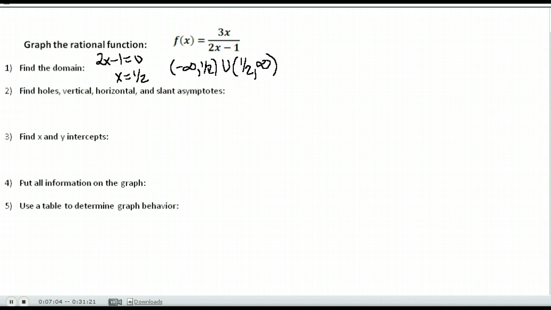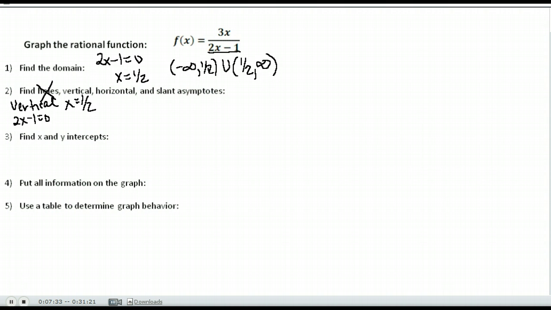We need to find any holes. Once again, we don't have any common factors to cancel. You cannot cancel an x and an x because this x down here is attached to a -1. So there are no holes. Vertical asymptotes, again, you set the denominator equal to 0 and solve it, which we did up above. So our vertical was at 1/2. X equals 1/2.